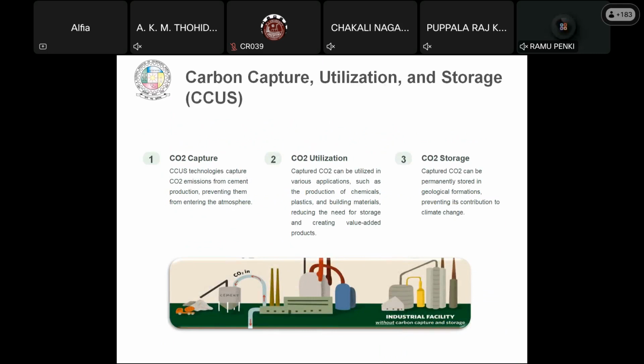Carbon capture, utilization and storage is another emerging technology which aims to mitigate climate change by capturing carbon dioxide. In this, we capture the carbon dioxide emission from cement production or any other industry, preventing it from entering the atmosphere. Whatever carbon dioxide is produced, we capture it. We can either utilize it for various applications, like production of chemicals or plastic or some other kind of production industry, or we can store it in a geological formation, which is a permanent storage, preventing its contribution to climate change.